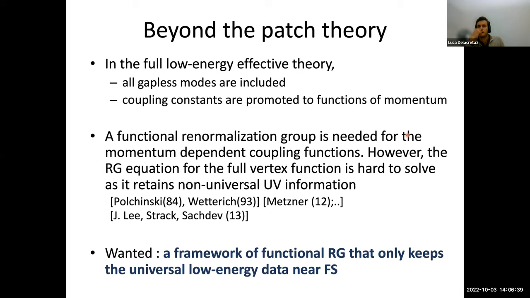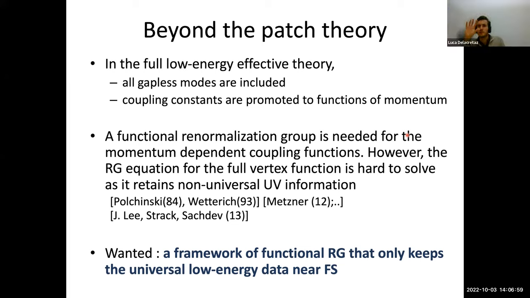Okay, so you're saying it has a little too much information. Yeah, that's right. But it does keep this four Fermi term. It is. In fact, it finds that it's marginal, right? It wouldn't say that it's dimension minus one. This is an exact RG equation, so they will keep everything, but maybe too much.